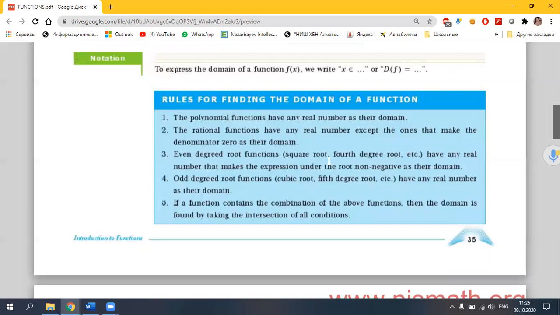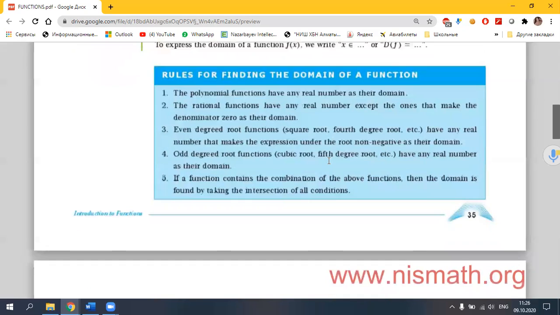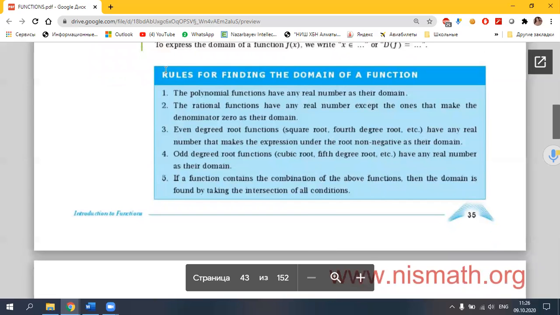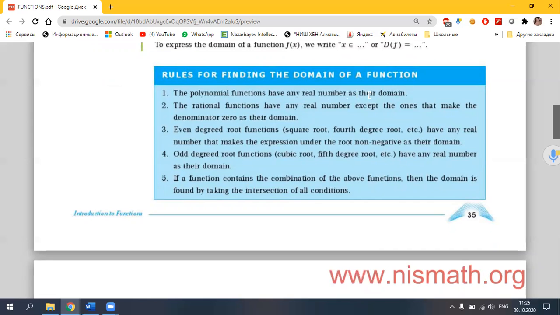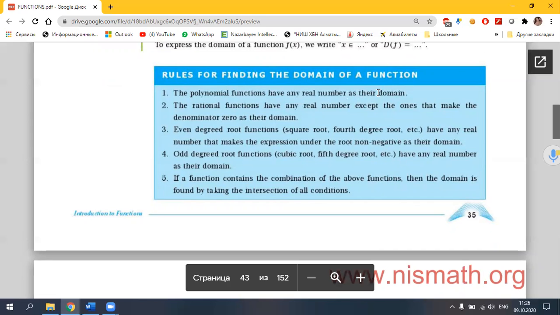Rules, алгоритм, анықталу облысын табудың. Алгоритмде не дейді? Polynomial functions have any real number as their domain. Domain анықталу болса. Полиномиал деген өткенде айттық қой, көп мүше. Кәдімгі көп мүше берілсе, ол x-ның орнына любой санды қоя аламыз, яғни real numbers r деп белгілейміз.